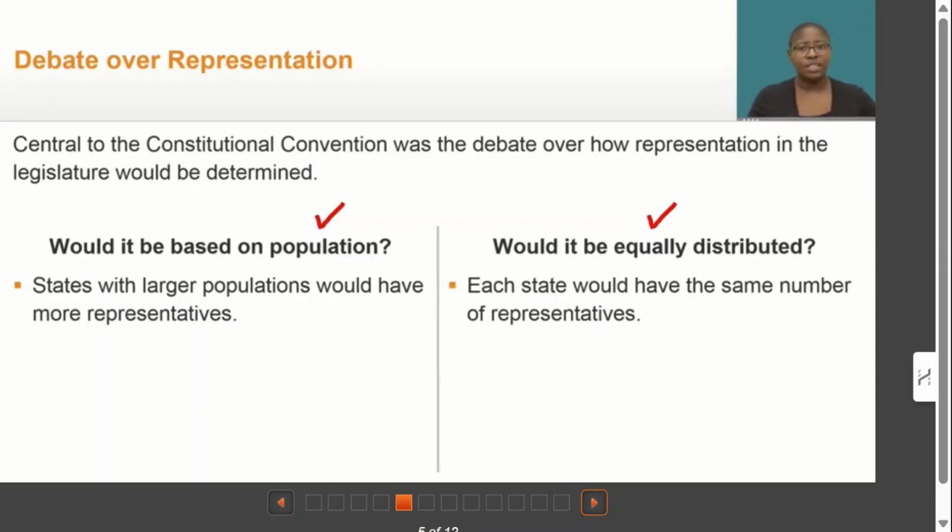These questions were linked to larger debates over the power of the federal government versus states' rights, larger states versus smaller states, and agricultural southern states versus urban northern states. Two plans were presented to answer these questions: the Virginia Plan and the New Jersey Plan. Let's begin with the Virginia Plan.